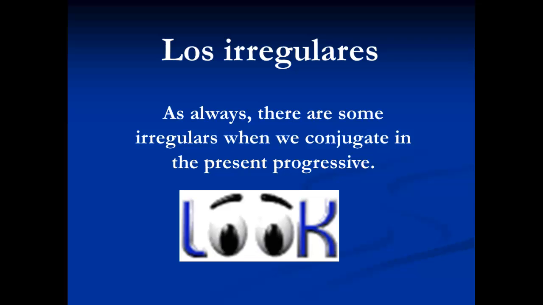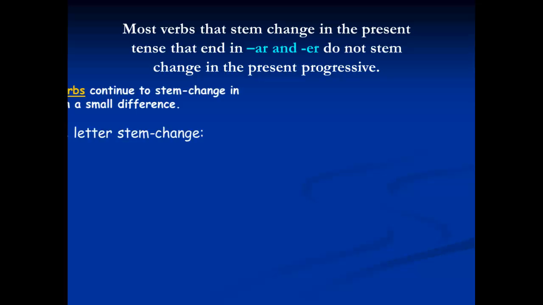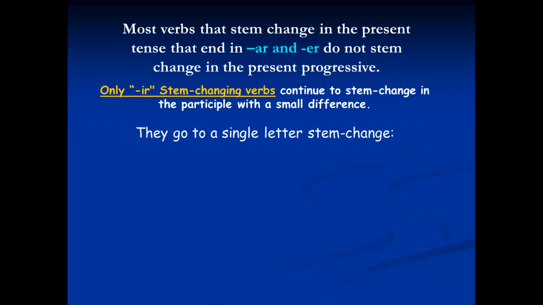Unfortunately, as always, there are irregulars when we conjugate present progressive verbs, so let's take a look and see what they are. If you think about it, most verbs that stem change in the present tense end in AR and ER. They will not stem change in the present progressive, which means you only need to pay attention to verbs that end in IR. Those ones that change in IR and do the stem changes are the ones that are going to continue to stem change in the present progressive tense. So they go to a single letter stem change instead of a double letter.